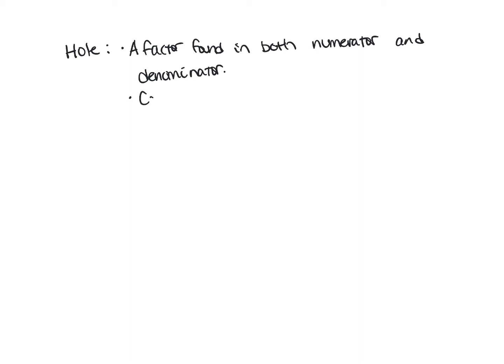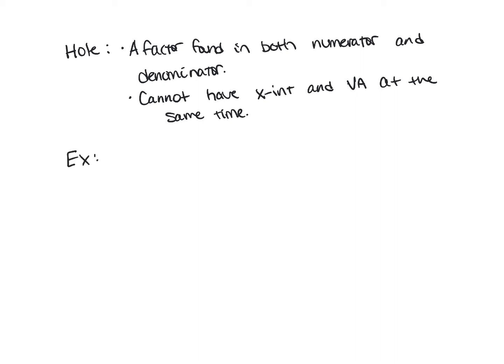The reason being, you cannot have an x-intercept, which is found in the numerator, and a vertical asymptote, which is found in the denominator, at the same time. An x-intercept is a point, and a vertical asymptote is a line you can't cross, so they can't interact with each other. So if you find the same factor in both numerator and denominator, that's a hole. Let's take a look at an example of what that might be.